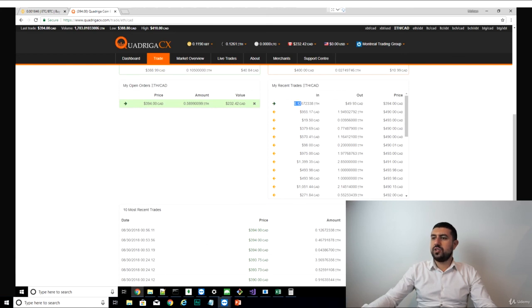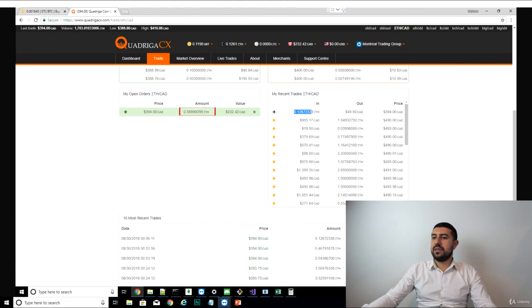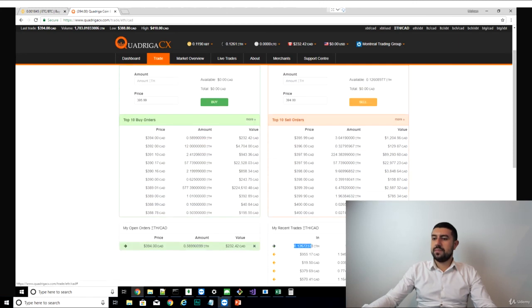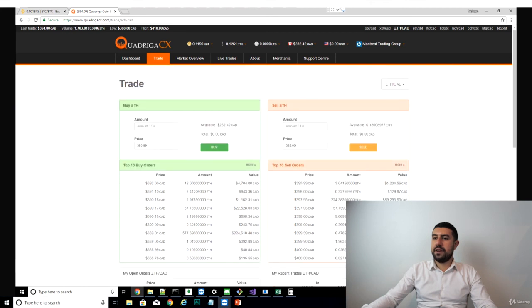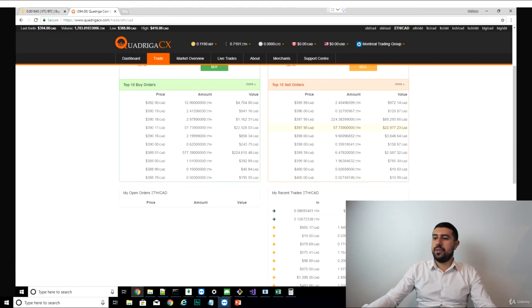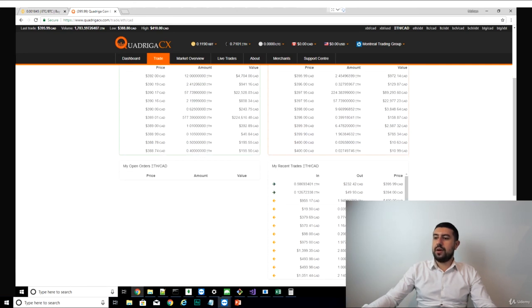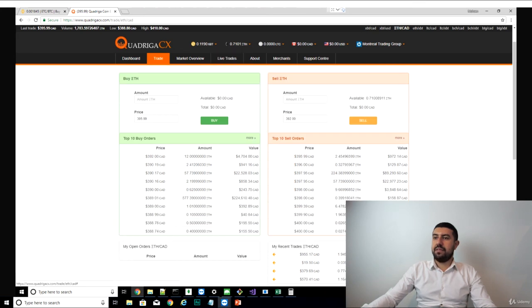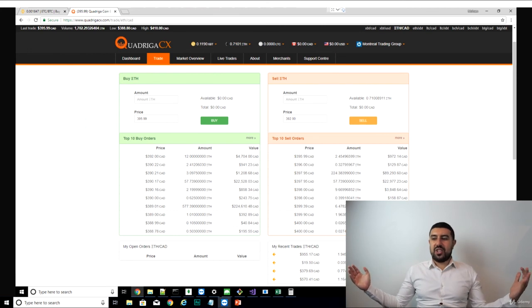in my trades, I bought the 0.12, and then the remaining is still here. So I'm going to cancel this, and I'm just going to buy it at 395.99. So I'll get the remaining, and I'll buy it here, and bam, I bought the rest. So now I bought this amount of Ethereum, and I can check here that I have this amount of Bitcoins now, and this amount of Ethereum, so 0.1190 Bitcoins and 0.7101 Ethereum. So great, I just bought my first cryptos, right, on this gateway exchange.